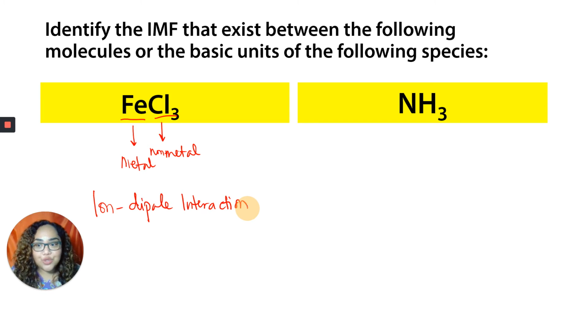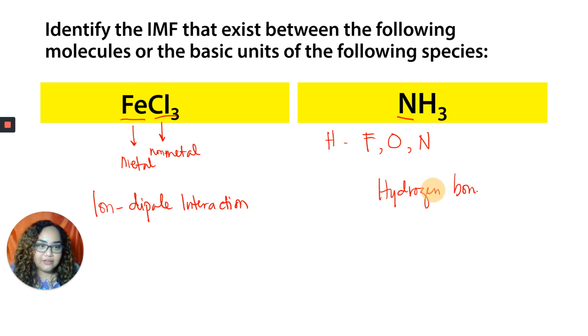Now what about NH3? If you look at NH3, it has hydrogen. So if you remember what we talked about before, hydrogen bonds are very strong, especially if it's a bond between hydrogen and either of the three elements F, O, and N. Now, if you look at this example, it has N in it. So this would be a hydrogen bond. So that's the main IMF that exists in NH3.